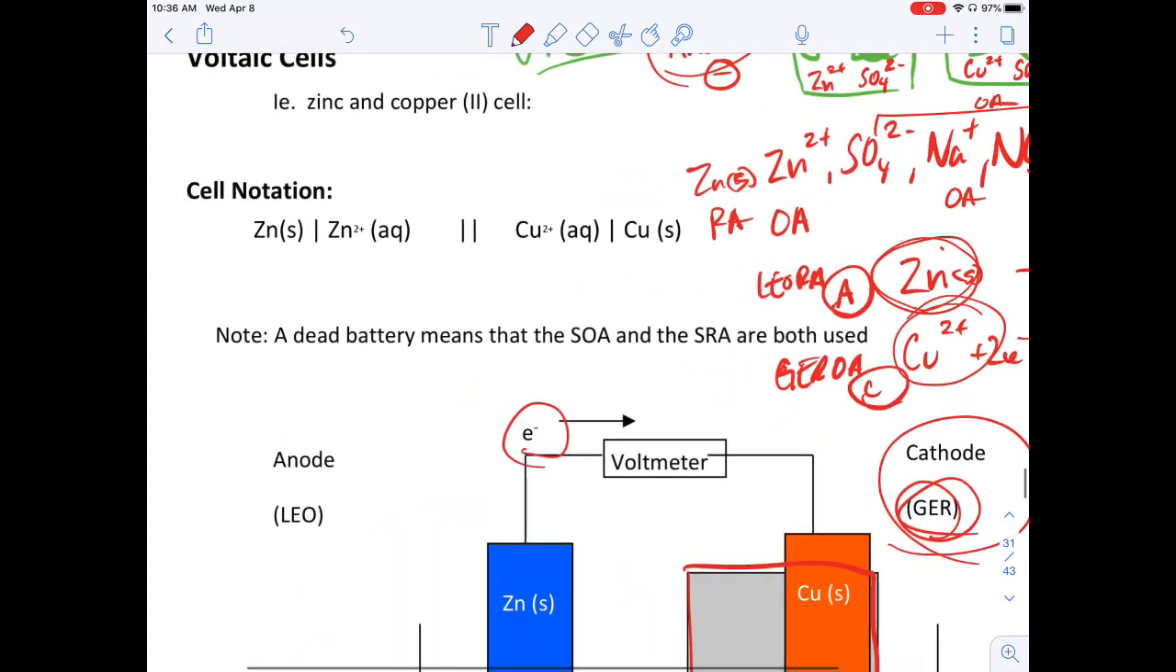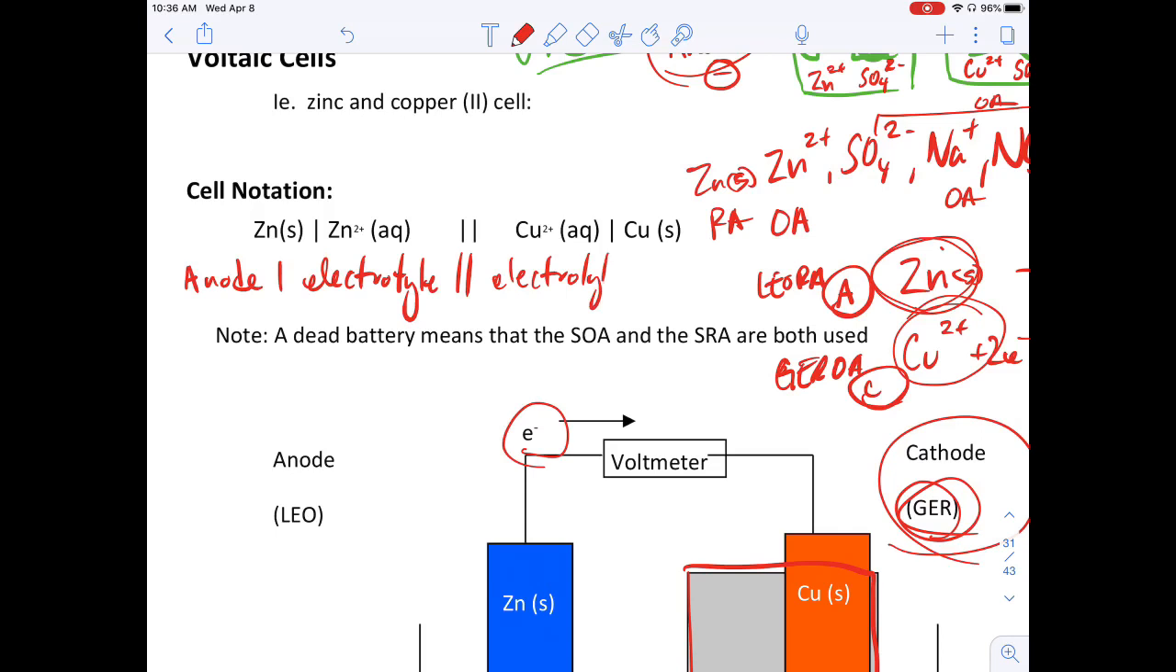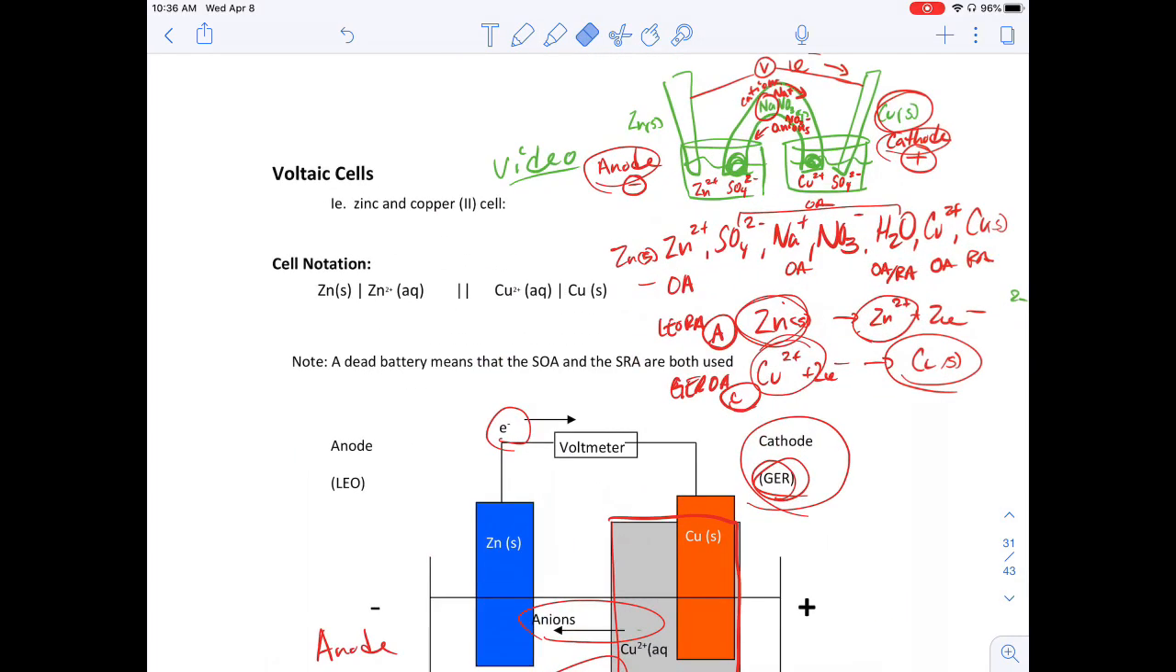Now, we've got some cell notation here. Cell notation is going to be listed as anode and then electrolyte, saltwater bridge or porous boundary, electrolyte, and then my cathode. And so my anode is zinc. The solution it's in is zinc ion. We have the saltwater bridge, copper 2 solution, and then my cathode is the copper solid. And so cell notation looks like that.